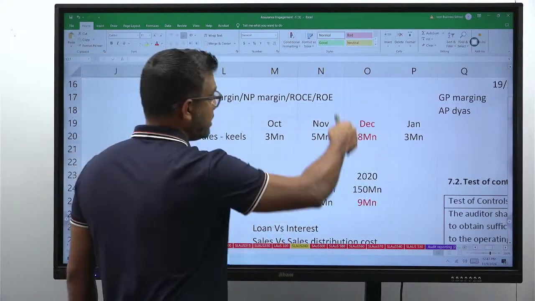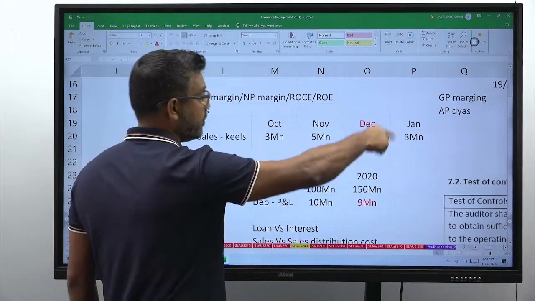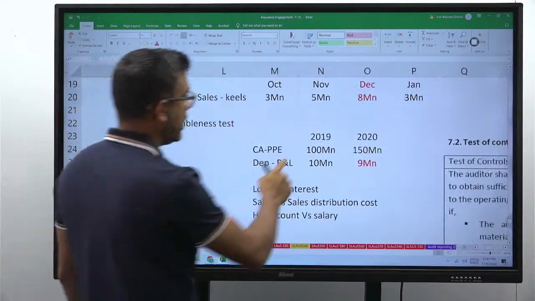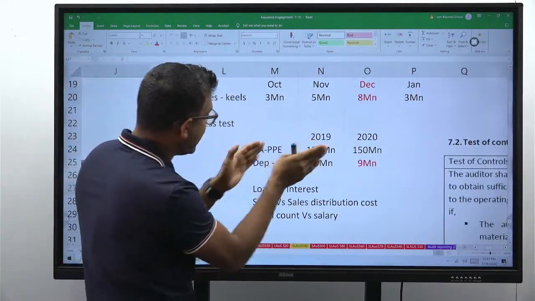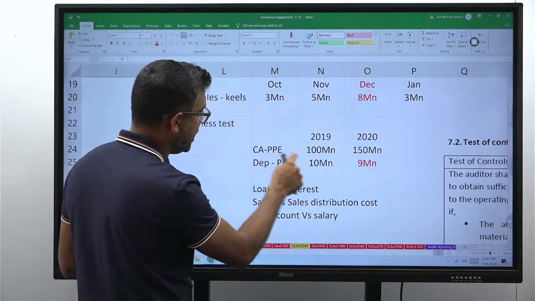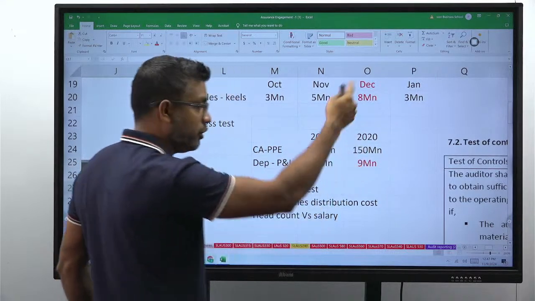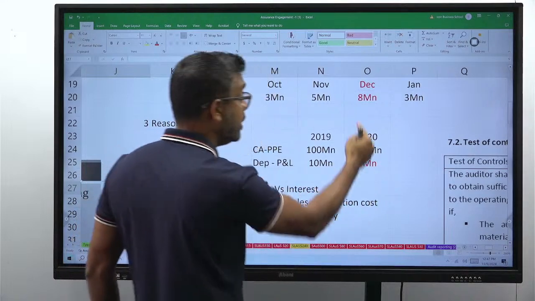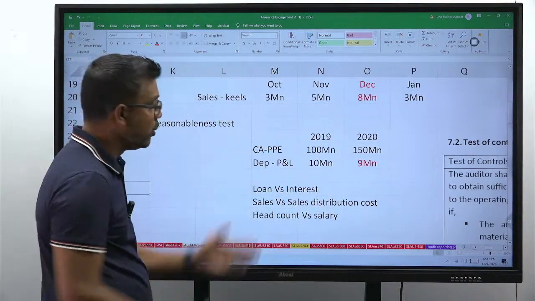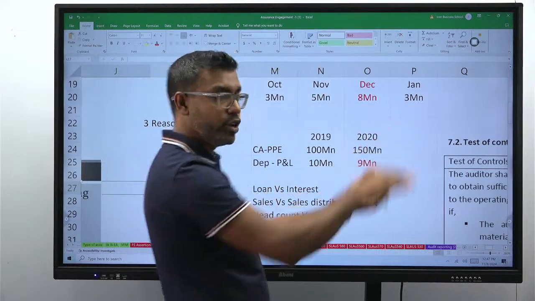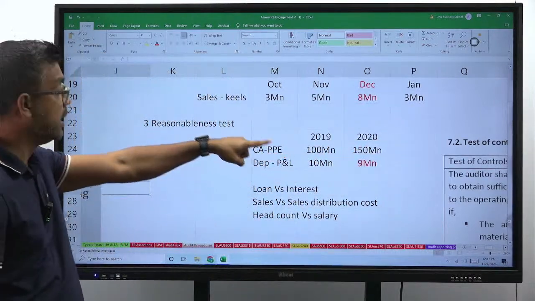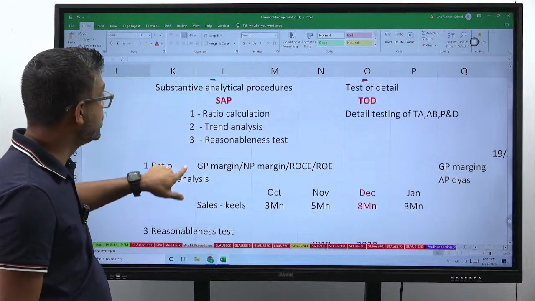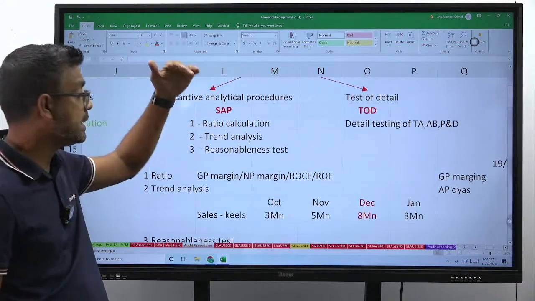Ideally December sales should be higher. That's the trend, because of the season. Reasonableness test: when capex increases, let's say capital expenditure on PPE goes from 100 million to 150 million, a 50% increment, depreciation also should have increased, but here it's 9 million, which is not reasonable. When cost increases, depreciation also should increase, but this is not the case. That's how you use substantive analytical procedures when risk is at a high level.